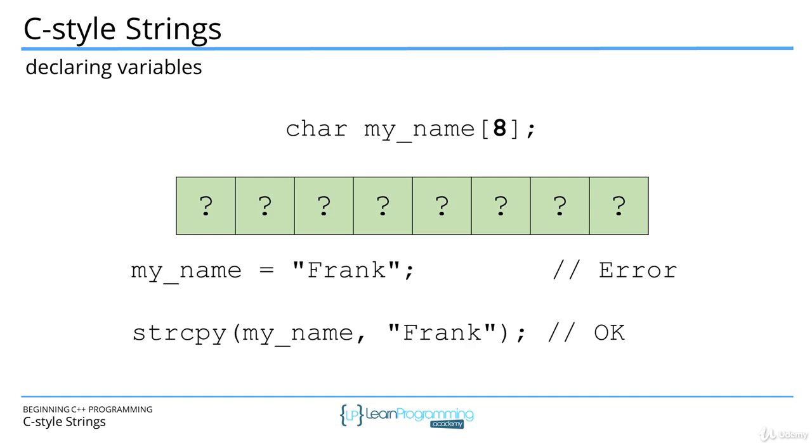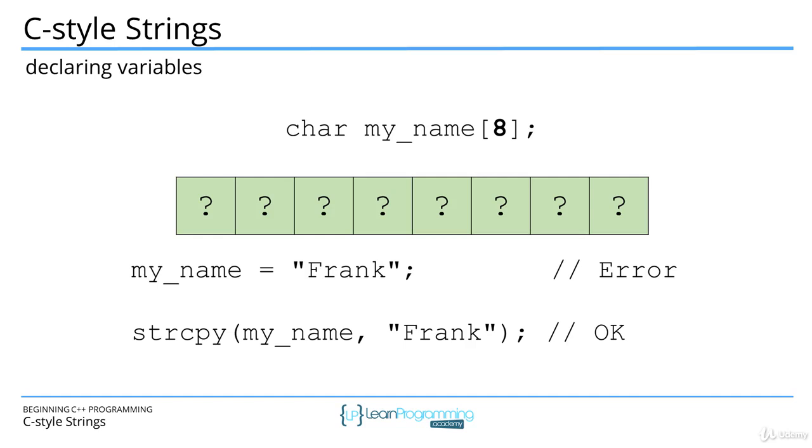Array names and literals evaluate to their location in memory, so we're effectively assigning one location to another, which is illegal. Think of this as saying assign 10 to 12. It doesn't make sense and the compiler won't allow it. In order to assign one string to another, we need to use a function called strcpy that copies the C-style literal F-R-A-N-K to the myname array.